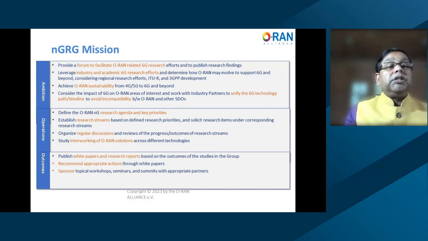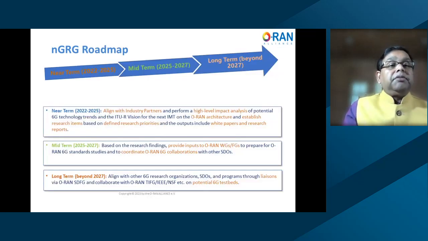And what exactly we are going to achieve is ORAN sustainability from 4G and 5G to 6G and beyond. As far as the operation is concerned, the major areas will be to define the ORAN NG research agendas and move forward with the outcome of it, and establish the research streams. At present, when I go to the next slide, you can see that we have 5 different research streams. But mainly we have divided our approach or goal into 3 parts. So one will be going up to 2025, and 2025 to 2027 is the midterm, and then the long term is 2027 onwards, which will be POC and deployment level.